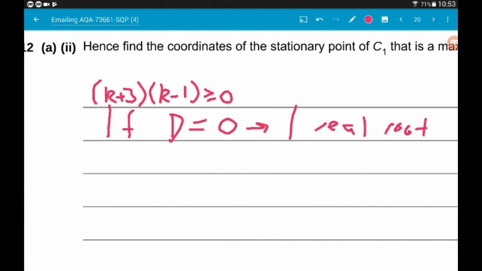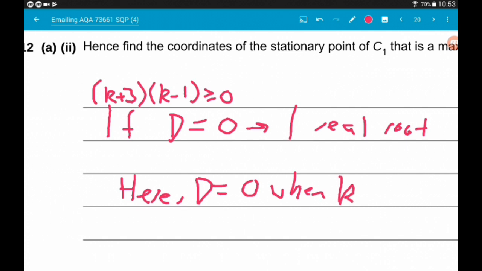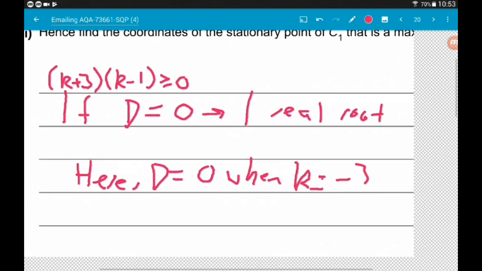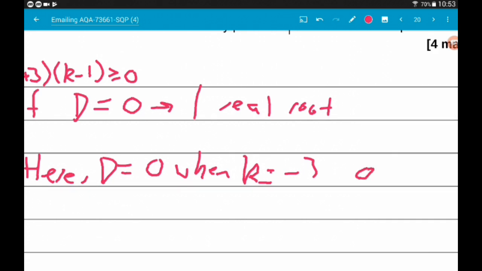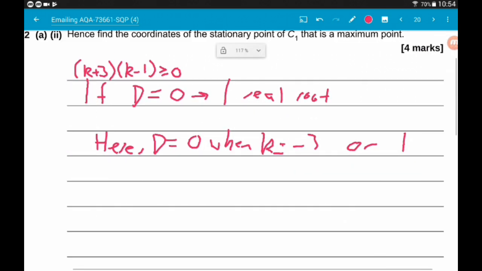So here, the discriminant is equal to 0 when k is equal to minus 3 or positive 1. So those are the values for k that would lead us to one solution.